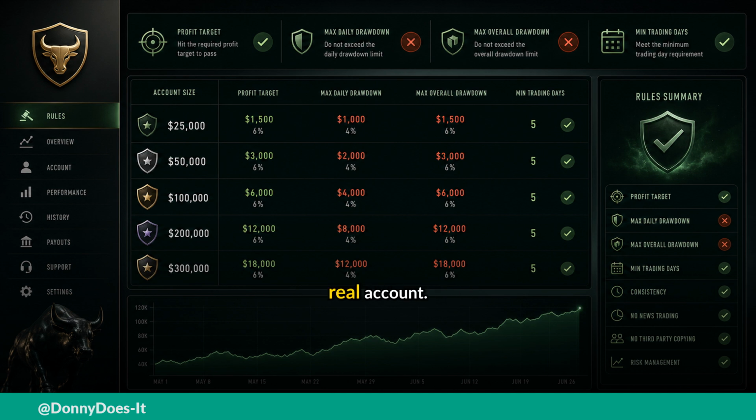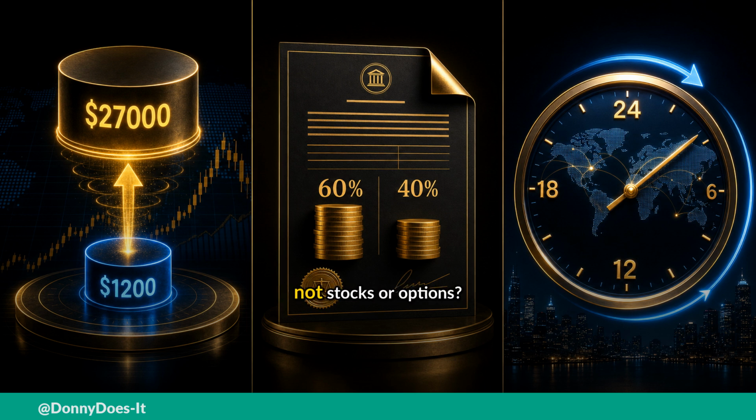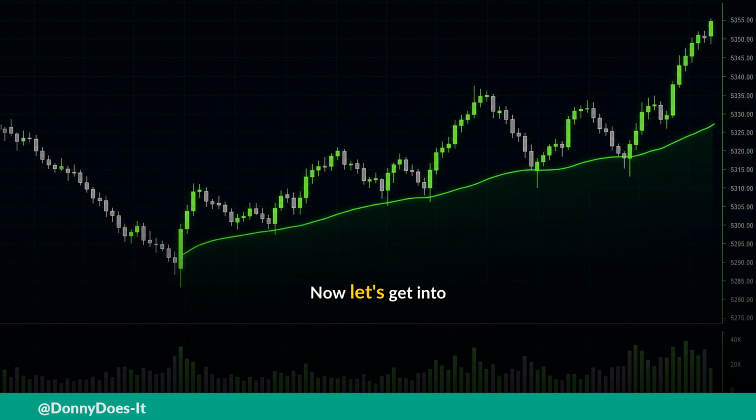Why /MES specifically and not stocks or options? 3 reasons. First, leverage. With $1,200 in margin, you control a position worth roughly $27,000 of the S&P 500. Second, tax treatment. Under Section 1256, futures get a 60-40 tax split, meaning 60% of gains are taxed at long-term rates, even if you held the trade for 1 minute. Third, liquidity. /MES trades virtually around the clock with extremely tight spreads, so you never get stuck in a position.